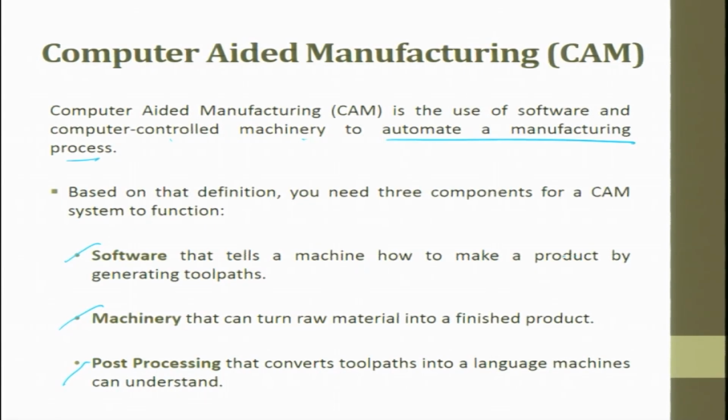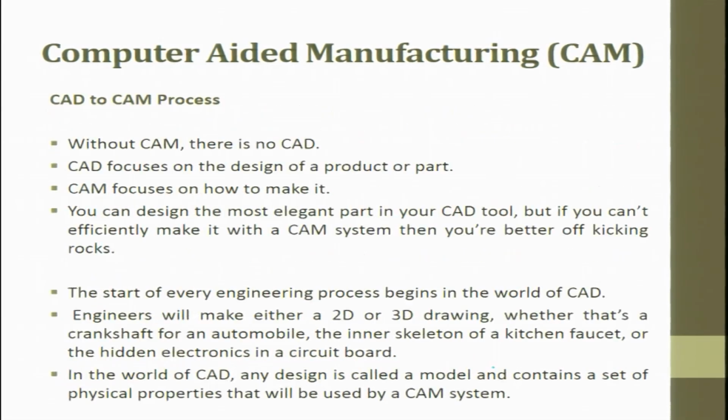Software tries to tell the machine how to work on the product, and machinery in turn turns the raw material into a finished product. Post processing converts the tool path into a language the machine understands. So, CAD to CAM process: without CAM there is no CAD. CAD focuses on the design of a product, CAM focuses on how it is to be made. You can design the most elegant part in your CAD tool, but if you cannot effectively make it with a CAM system, then you are better off kicking rocks. That means you are not getting anything.